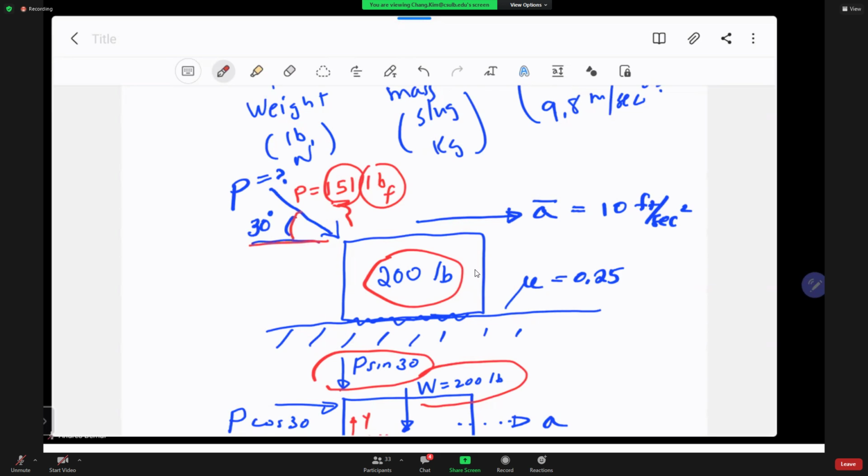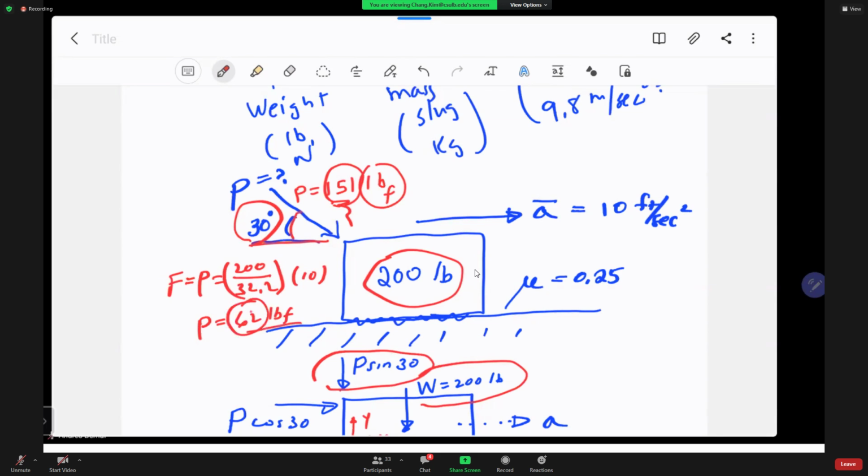Now, if theta is 0, then this is just going to be force P equal to mass, which is 200 divided by 32.2 times 10. So your P would be 62 pounds.